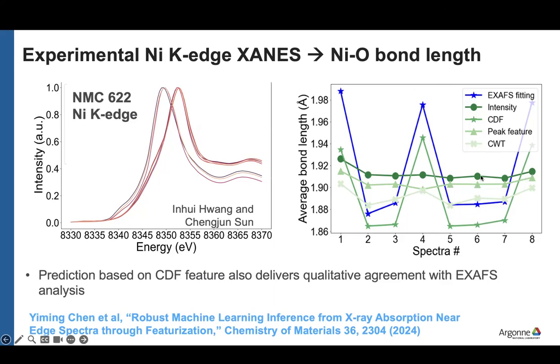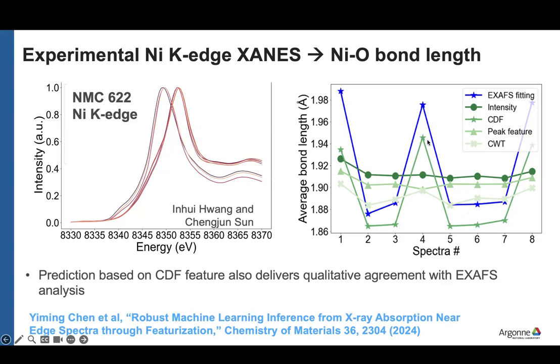The dark dots are the original intensity. The stars are the cumulative distribution function, and then the others are continuous wavelet transform and peaks. You can see that as a battery cycles, the material changes, the bond length increases and decreases because the lithium ion is moving in and out. And so that in-and-out trend is important. And you can see none of the other featurization approaches have anything like it except the CDF.